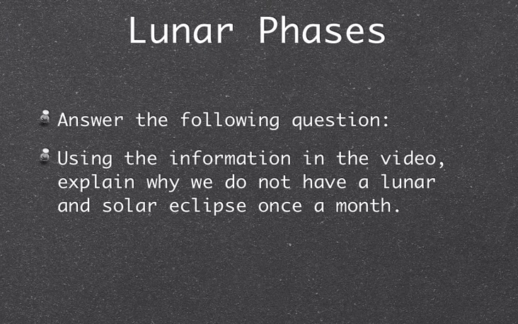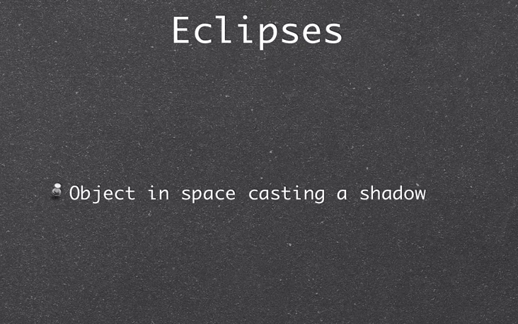Lunar phases. So answer this question: why don't we see a solar and lunar eclipse once a month? Eclipses. An eclipse is just when an object in space is casting a shadow on another object. It could be any objects as long as they are able to block light, then they can make an eclipse.